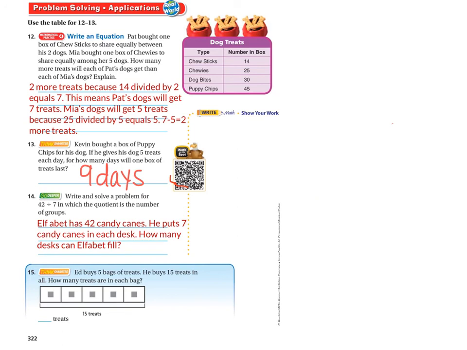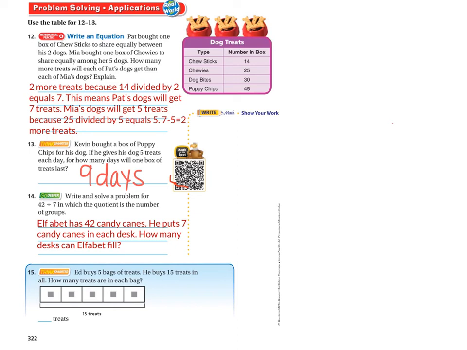Here is an example of what you should have for number 14. We are all going to have different problems that we wrote, but the important thing you needed to pay attention to was this part right here. You're finding a quotient that is the number of groups. So this is a problem where we know the size of each group. We are finding how many groups there are total.